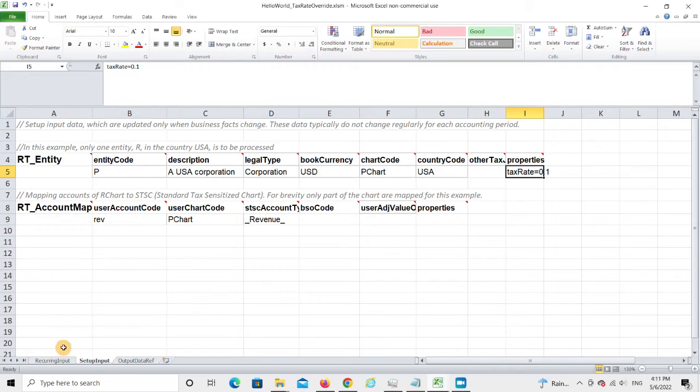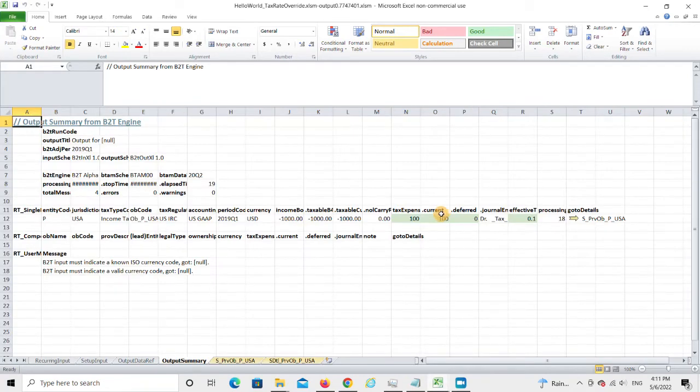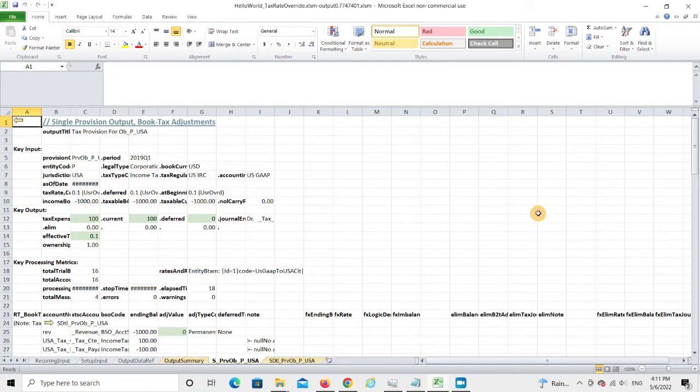And we're going to go to the recurring input sheet and use the easy button to submit again for the calculation. And it's done. Now we take a look at the output file. And we go to the provision sheet again and look at the USA calculation. The tax rate, the current and deferred, and at the beginning of the period, they are all 0.1, which is 10%. And the engine told us it is using a user override rate.